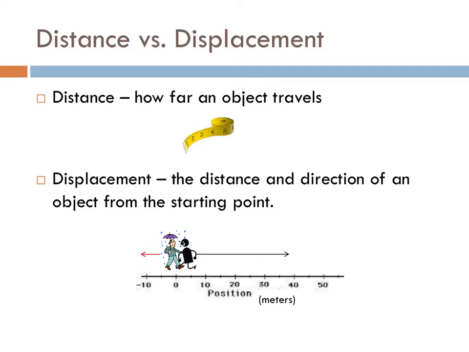Alright, well, let's start with something simple, distance versus displacement. I think you guys already have a pretty good idea of what distance is. We can measure that in lots of different ways and lots of different units depending on how big the distance is. But displacement is another idea. You can see there that displacement not only includes distance, but it also includes direction and a starting point.